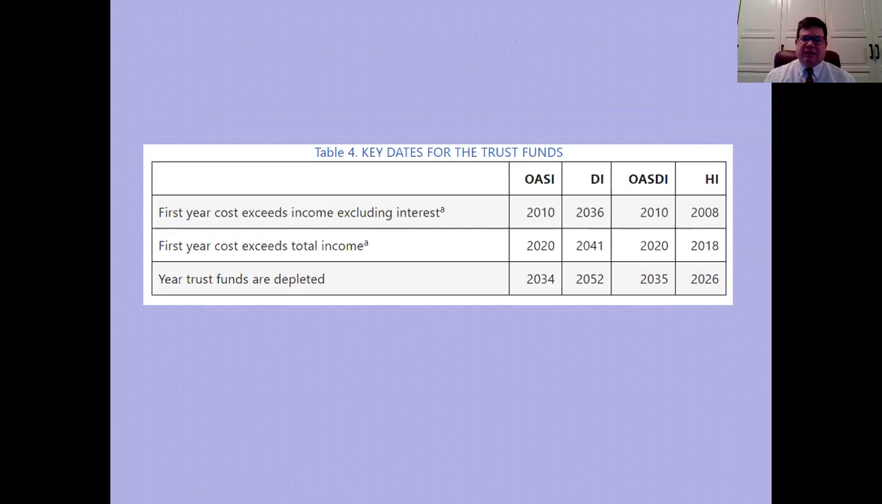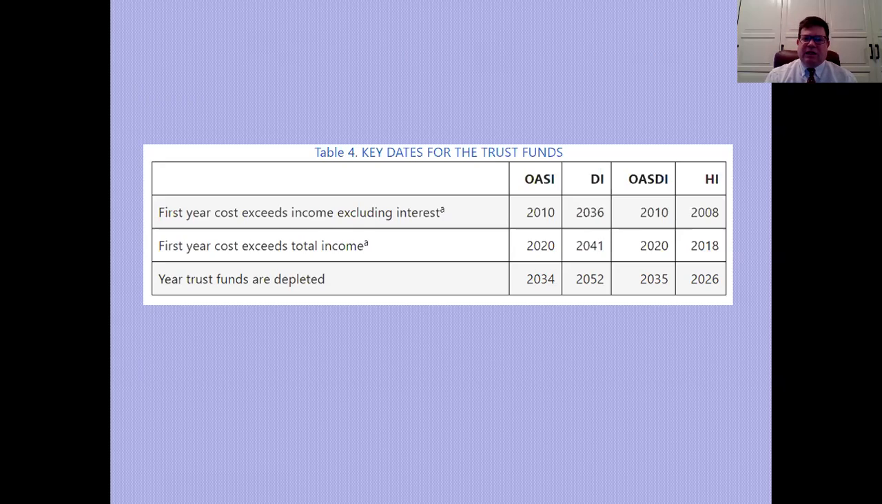As we look at this, we can take a look at two facets of Social Security, which are old age and survivors benefits and disability insurance, and then the combined old age and survivor benefits and disability. And then finally, on the right-hand corner is Medicare. So for the first time in 2010 for Social Security, the expenditures exceeded the income coming in, not including interest that the government was paying itself.